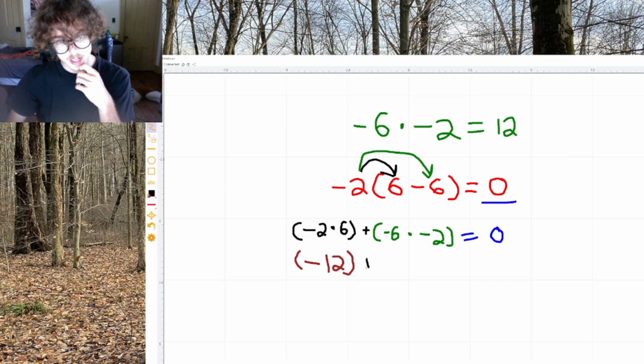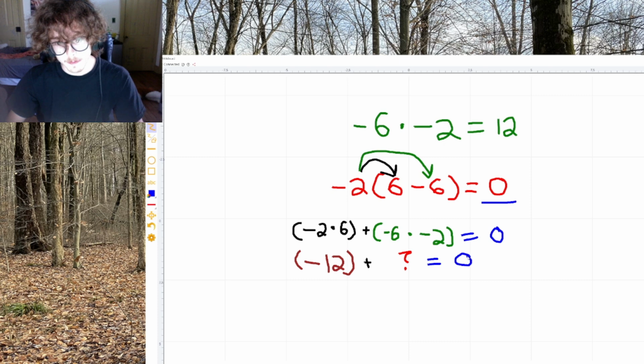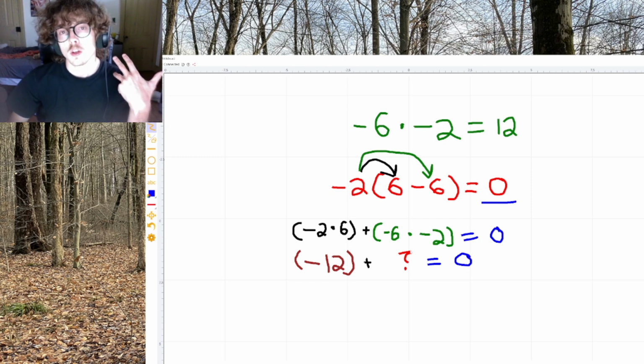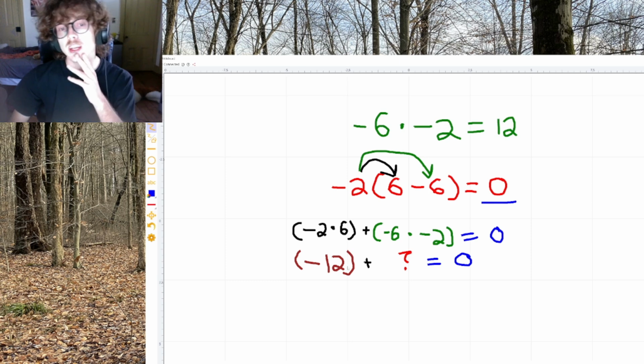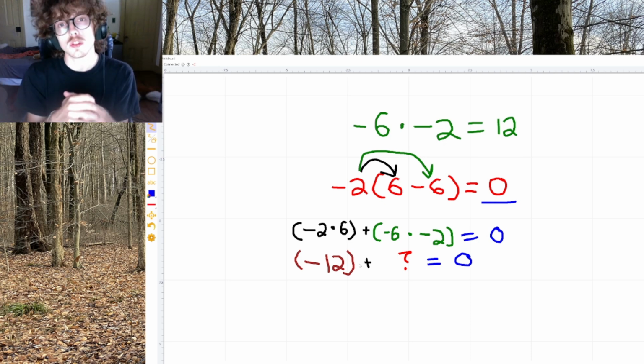And then we're going to add it to whatever this is. Now, assuming we don't know that this is going to output positive 12, because negative 6 times negative 2 is what we're referencing up here. If we didn't know this was 12, we're just going to put a question mark. We don't know. And we're going to say that this is equal to 0. Okay? Now, we have an equality. We're saying that negative 12, plus some other number should equal 0.